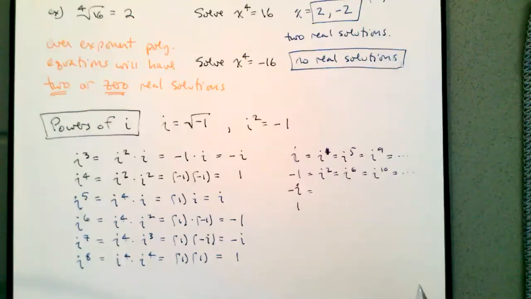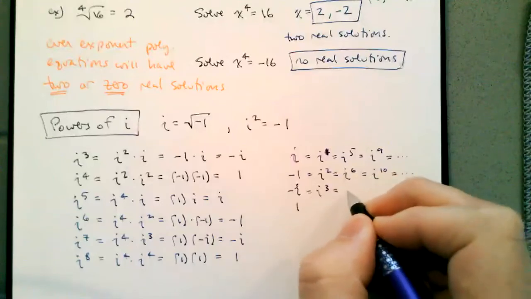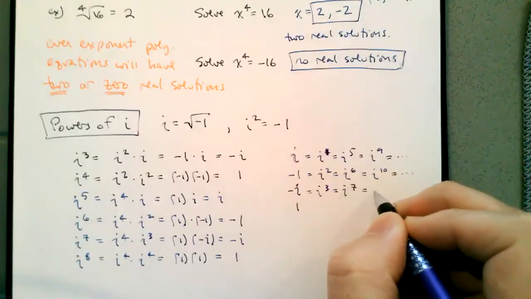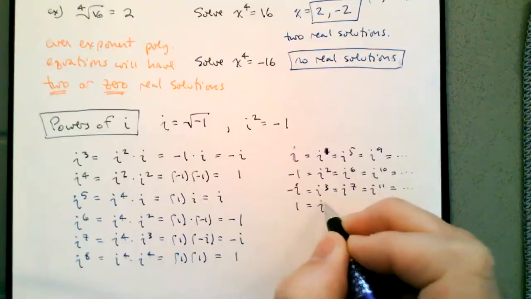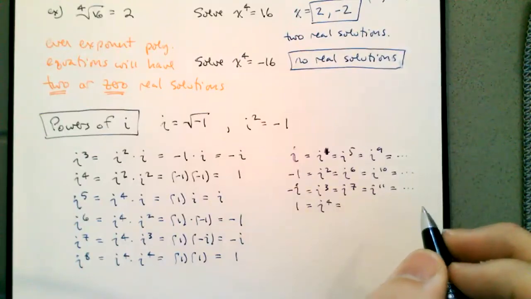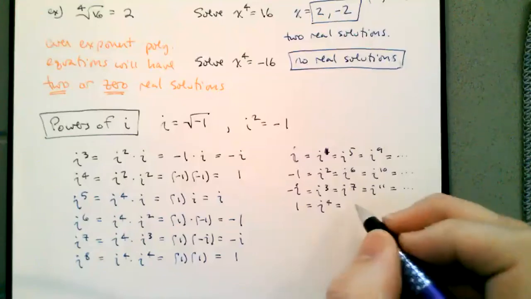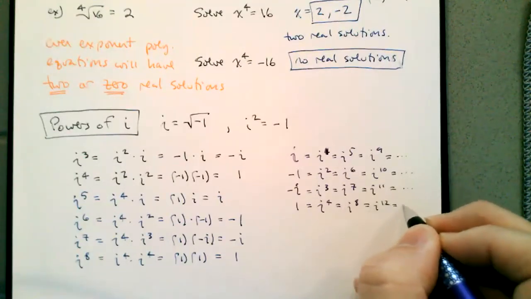Negative I will be starting with I cubed, I to the 7th, I to the 11th, and so on. And 1 will be all the multiples of 4 power of I. So I to the 4th, I to the 8th, I to the 12th, and so on.